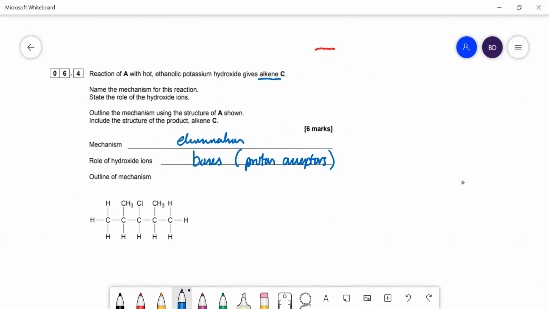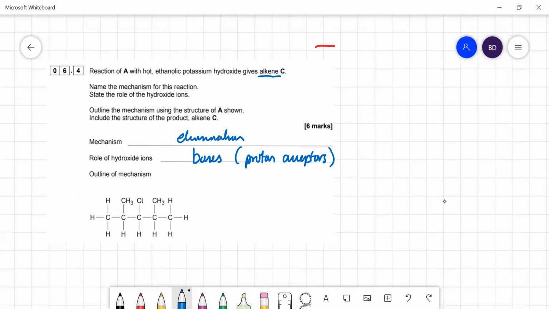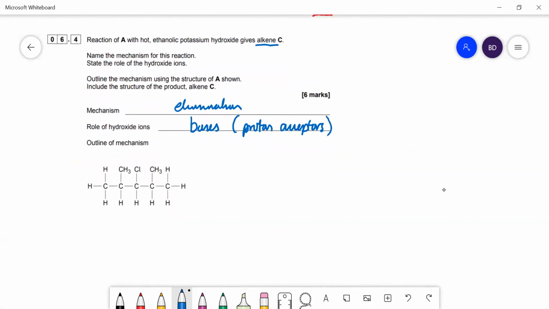Now what happens is, outline the mechanism. Well, if you remember, when you eliminate, you lose the halogen atom and a hydrogen from the carbon next door. Now this is symmetrical, so it doesn't matter which one you choose. I'm going to draw that one, but if it chose that one, that would be fine. It's the same. So it removes chlorine and hydrogen from the one next door, and then you form a double bond between those 2 carbons there. That's how it goes. Right, so let's draw that mechanism.